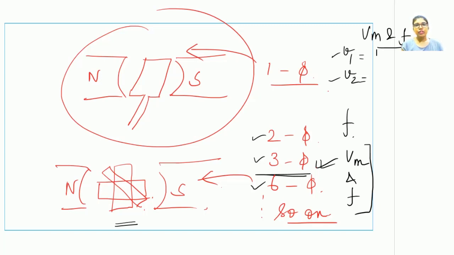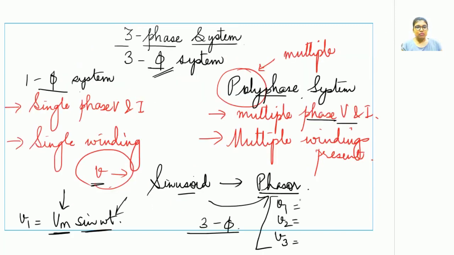So how are we going to express the three phases that will be generated for a three-phase system? V1 will be Vm1 sine omega t. V2 will be Vm1 sine omega t. V3 will be Vm1 sine omega t. Or is there any difference between these three voltages that are being generated?